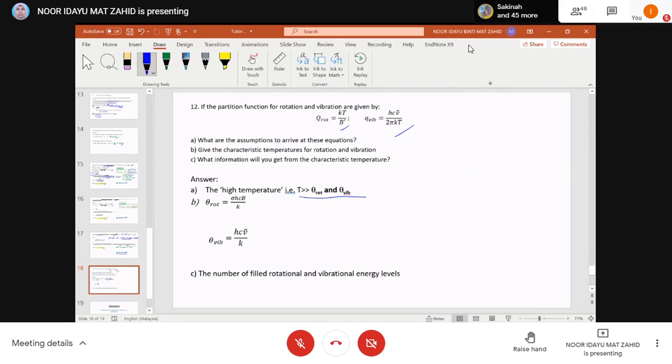Give the characteristic temperature for rotation and vibration. So it should be equal to this. Okay, this is given in the lecture note. What information will you get from the characteristic temperature, the number of filled rotational and vibrational energy levels? Once it exceeds this characteristic temperature, you can know the number of filled rotational and vibrational energy levels respectively.